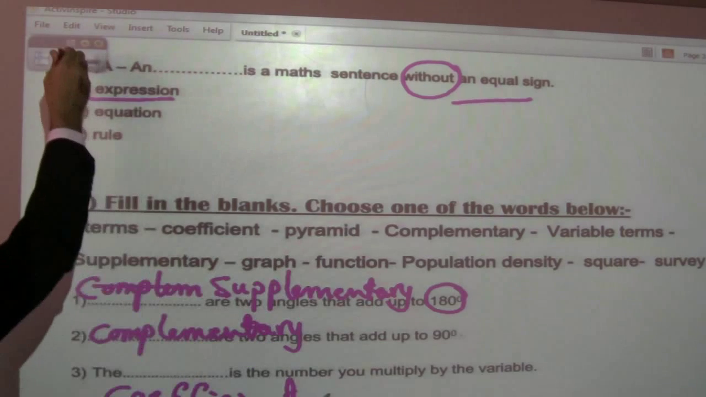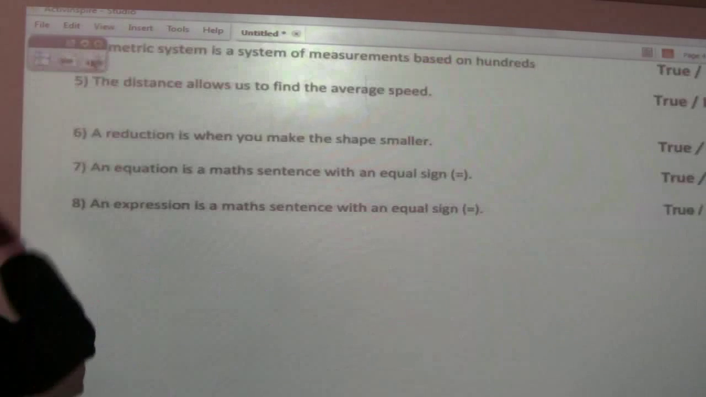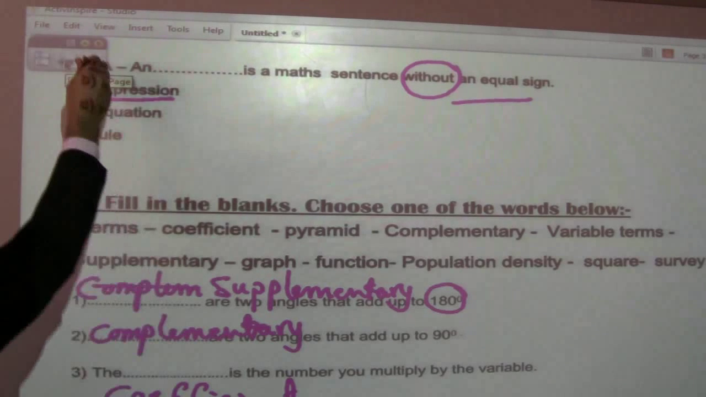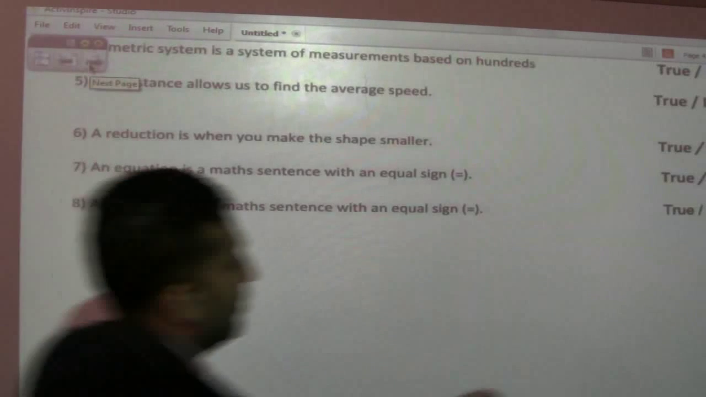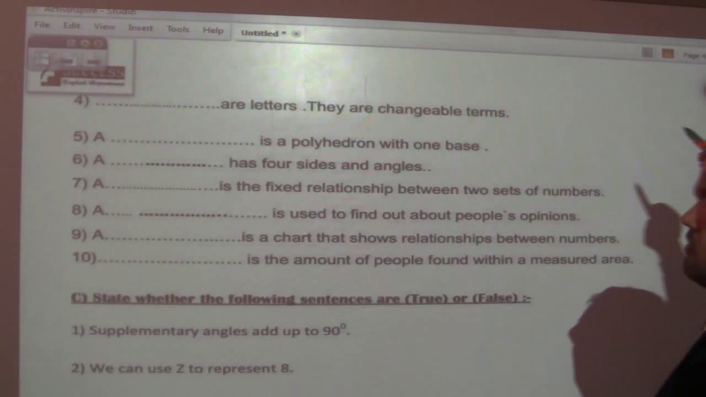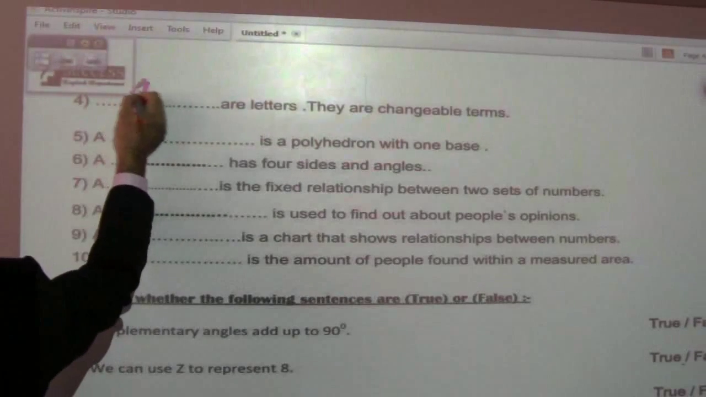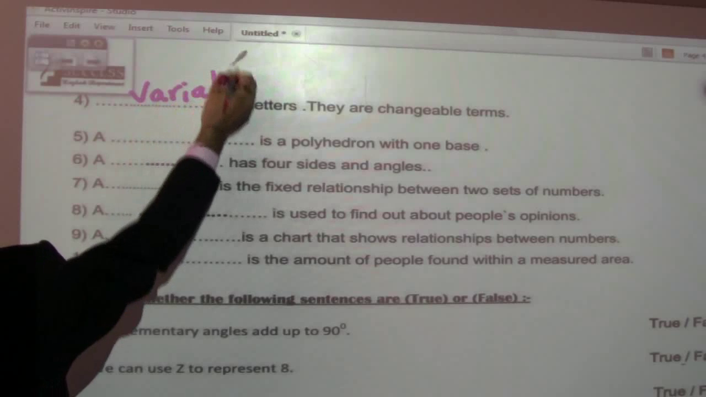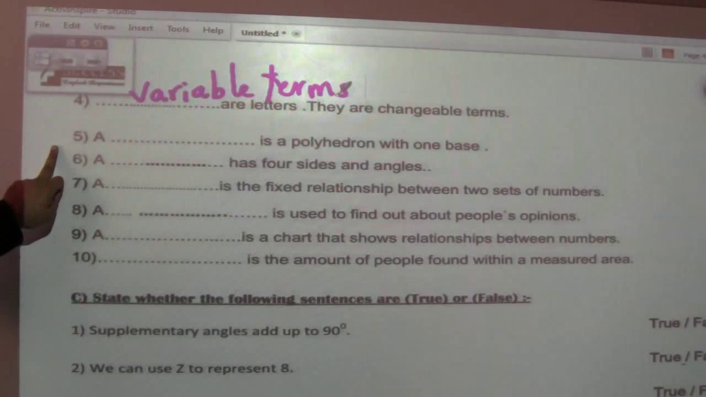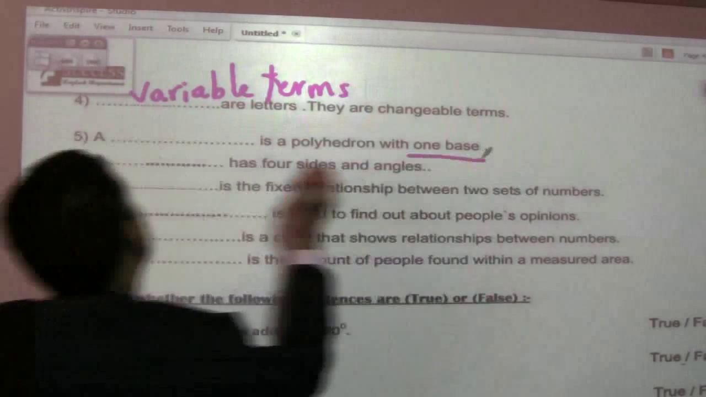Okay. Now we will go to complete our questions. Yes. Number 4, are letters. They are variable. Number 5, a space is a polyhedron with one base. It's a pyramid.